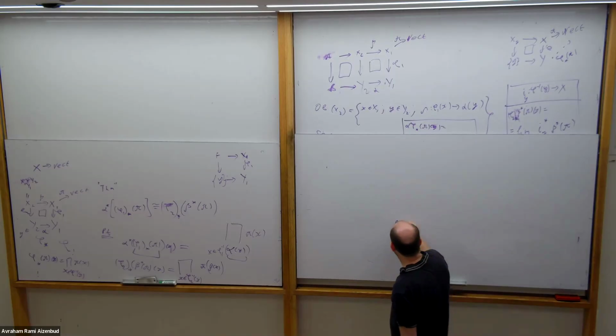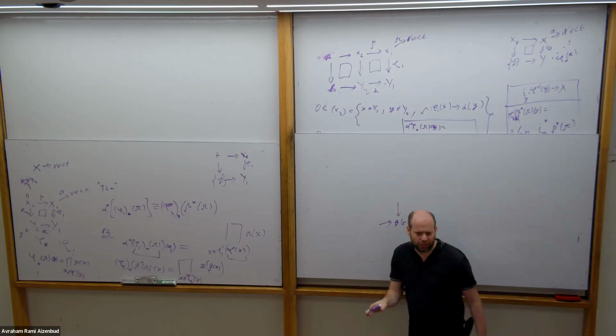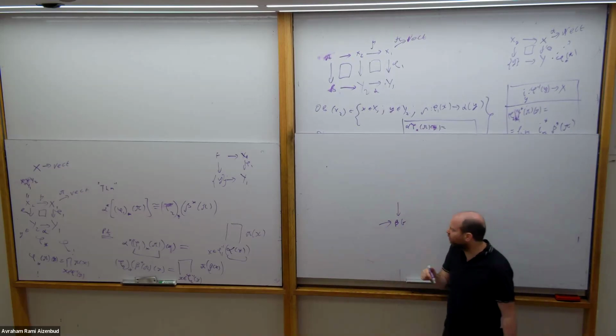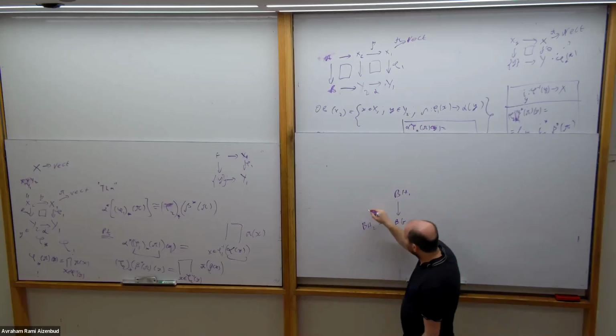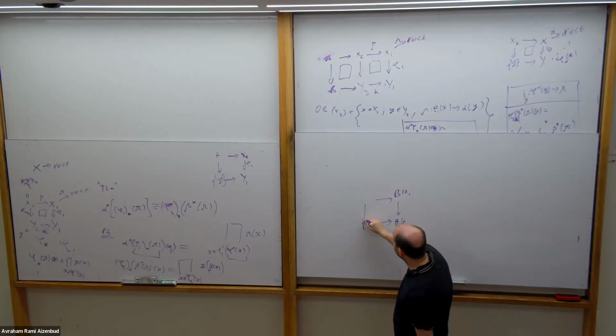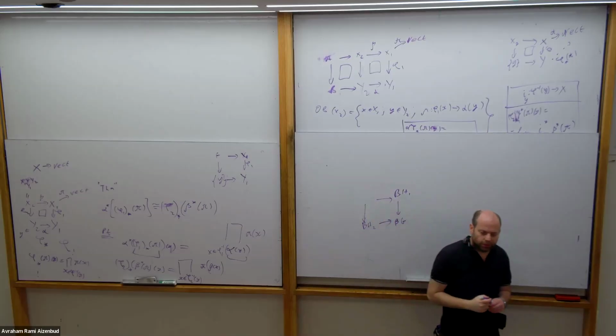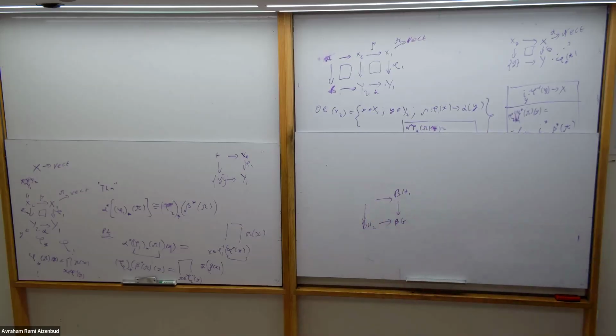We have BG, and we have two groups that map to G. I will think about them as subgroups, but it doesn't really matter. BH1 and BH2. And now we have the base change. So do you remember what this base change is?